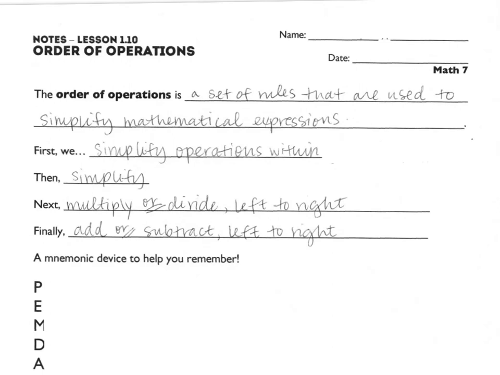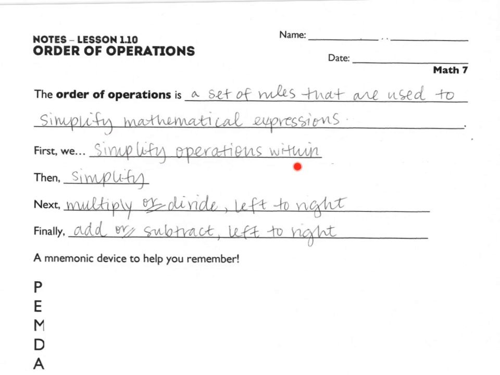Math 7, Lesson 1.2, Order of Operations. Order of operations is a set of rules that are used to simplify mathematic expressions. So for any mathematical expression that you have, you just obey these rules and you can solve every problem. And if you don't obey the rules, then there's a good chance you can get it wrong. So let's figure out what those rules are.